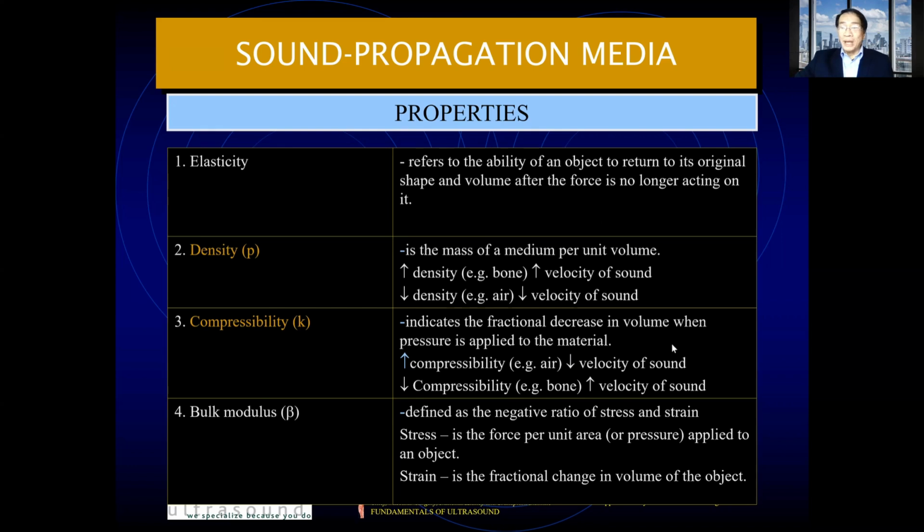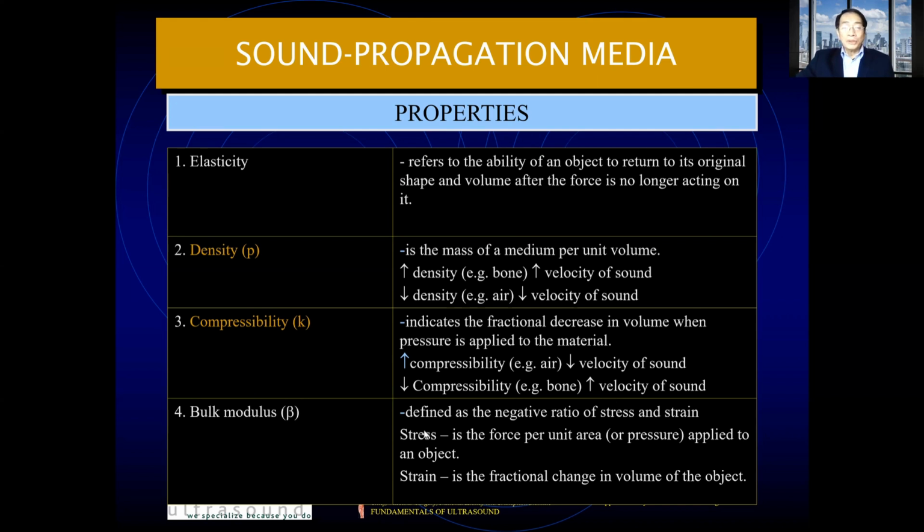The elasticity refers to the ability of an object to return to its original shape and volume after the force is no longer acting on it. The density of the medium is the mass of a medium per unit volume. The compressibility of the medium indicates the fractional decrease in volume, or the change in volume, when pressure is applied to the material. With greater compressibility, there is decreased velocity of sound. With less compressibility, there is increased velocity of sound.